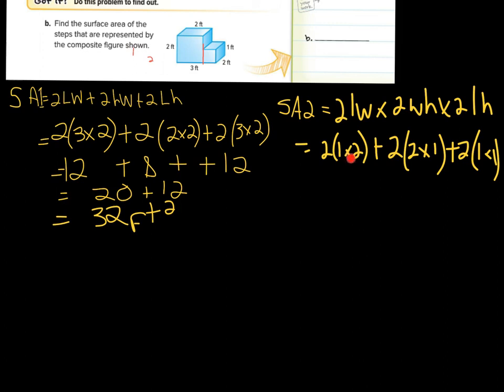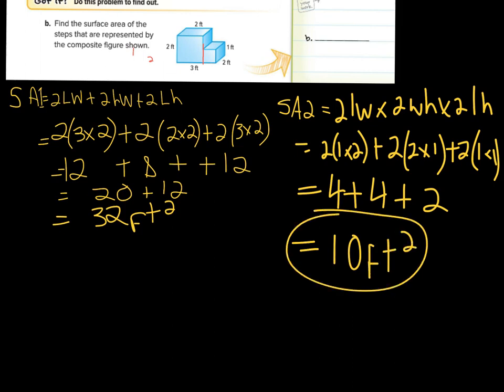Let's do this. 2 times 1 is 2, times 2 is 4, plus again, 2 times 1 is 2, times 2 is 4. And finally, 1 times 1 is 1, times 2 is 2. And we have 4 plus 4 is 8, plus 2 is 10. So our surface area for shape number 2 is 10 feet squared. So here's our second one, here's our first one. When we put the two shapes together, we have 32 plus 10 equals 42 feet squared.